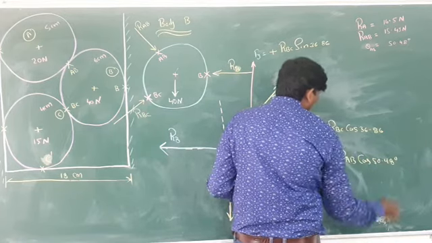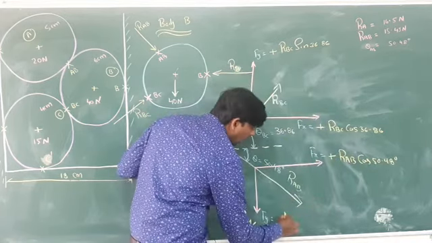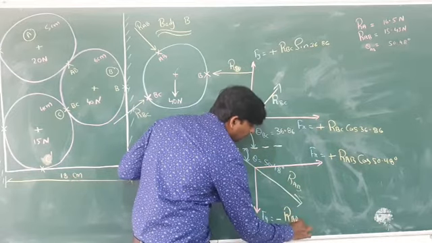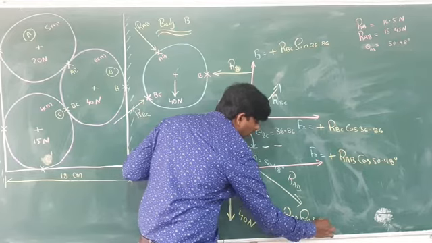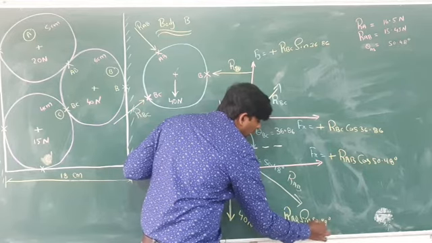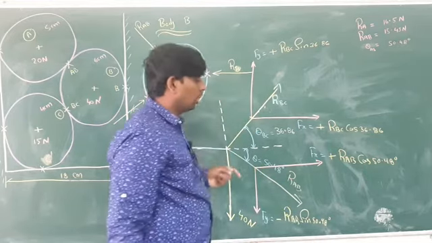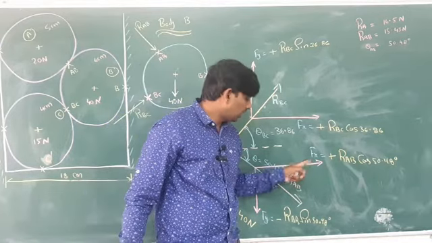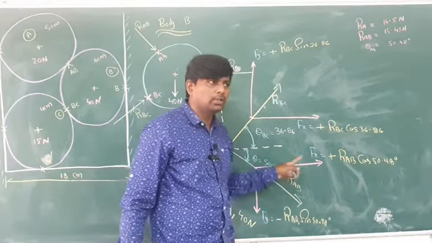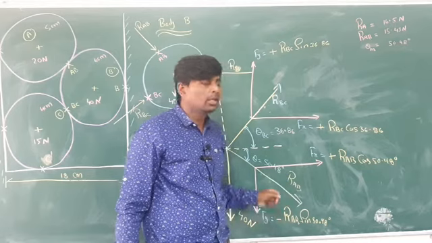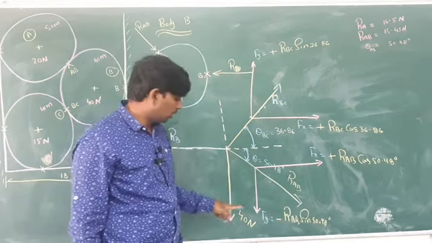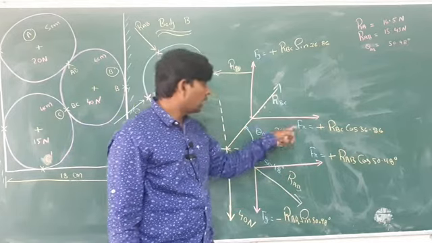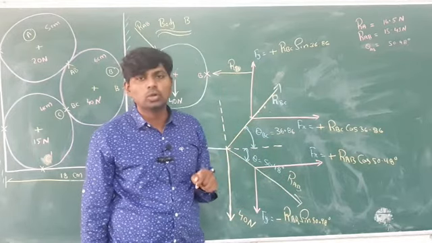this is cos 50.48 degree, and here you can write RAB sine 50.48 degree. Here fx and this one is the fy, this one is the fx and this one is the fy, and fx, fy, like this you have to take.